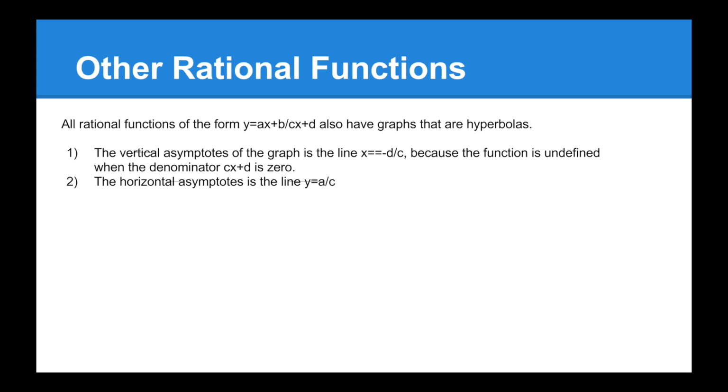Now we're going to look at other rational functions. All rational functions of the form y equals (ax plus b) divided by (cx plus d) also have graphs, and they are also hyperbolas. The vertical asymptote of the graph is the line x equals minus d divided by c, because the function is undefined when the denominator cx plus d is 0. And the horizontal asymptote is the line y equals a divided by c.